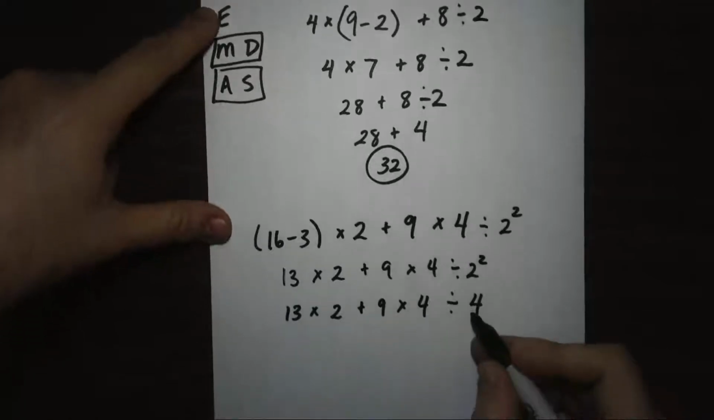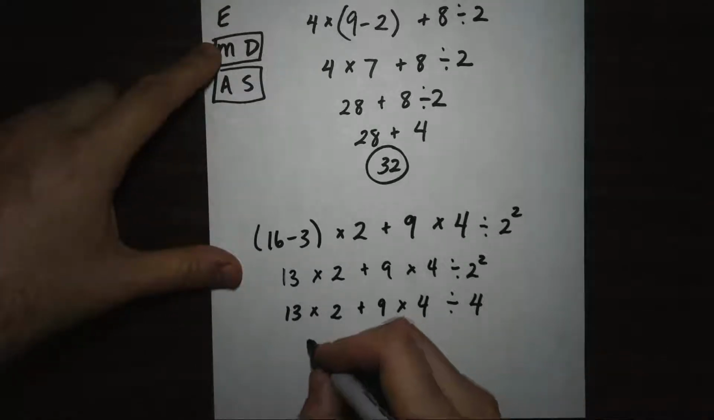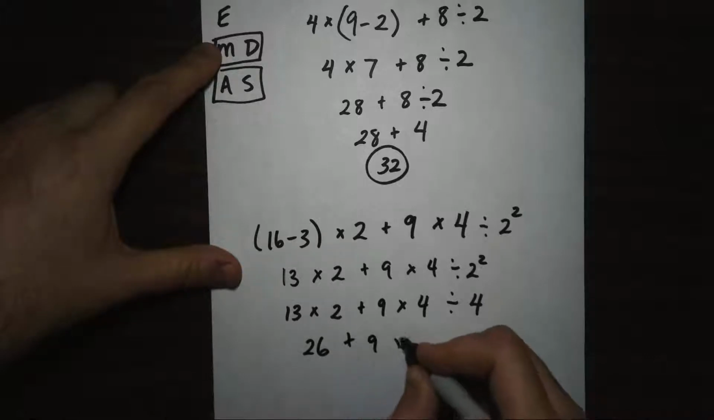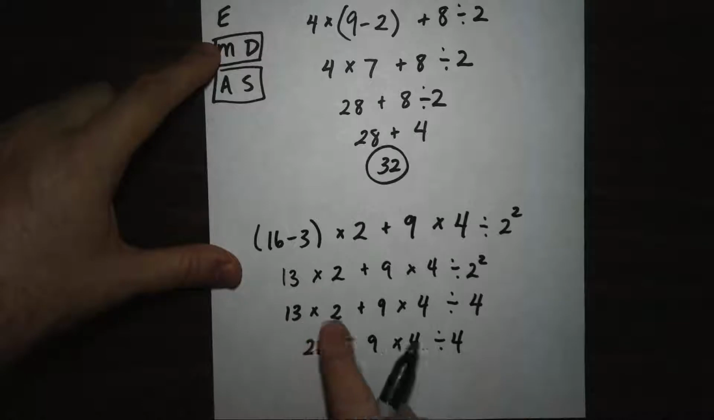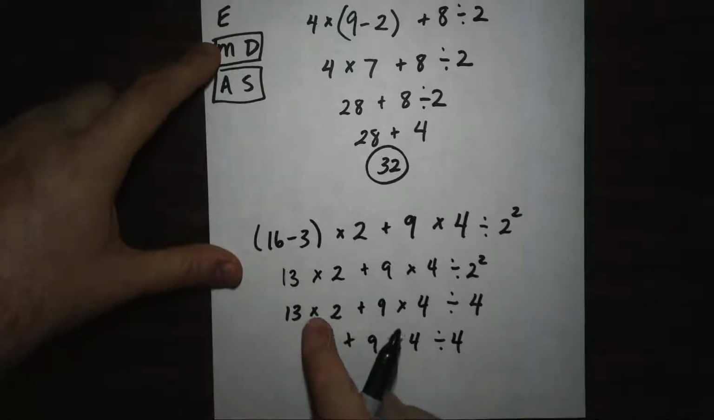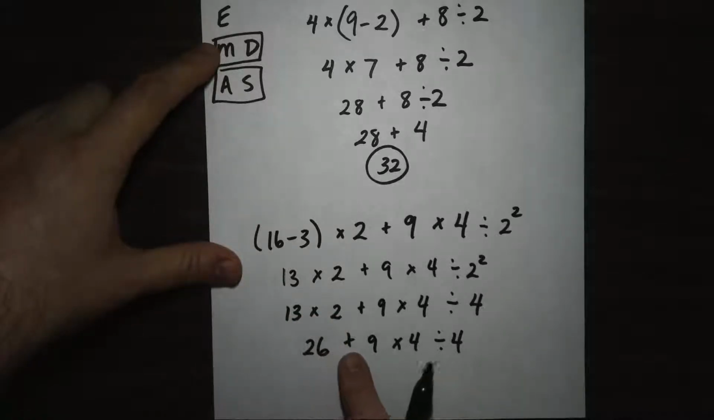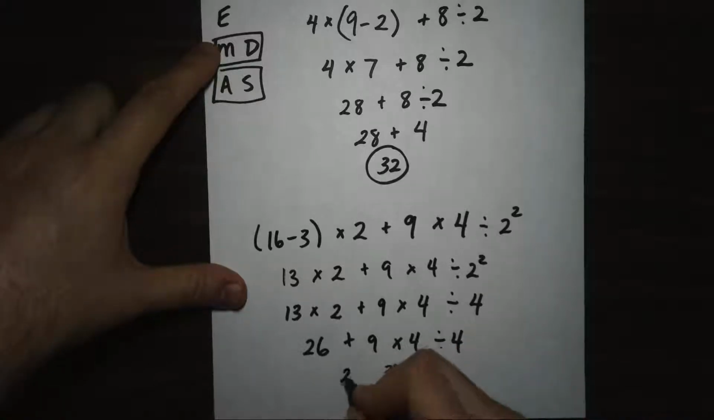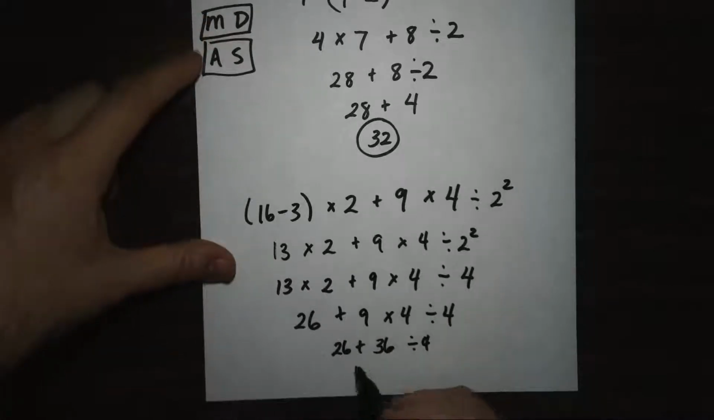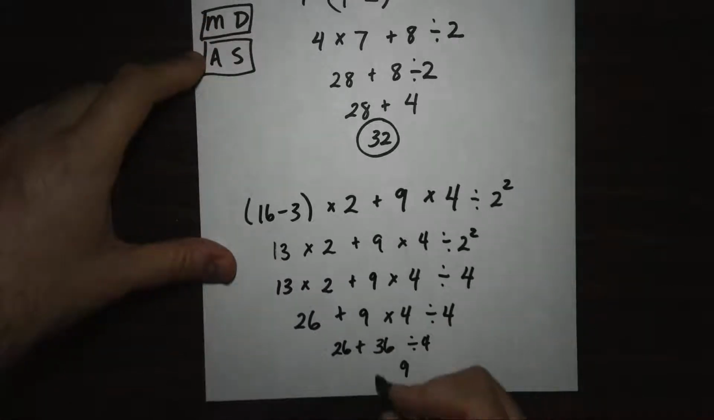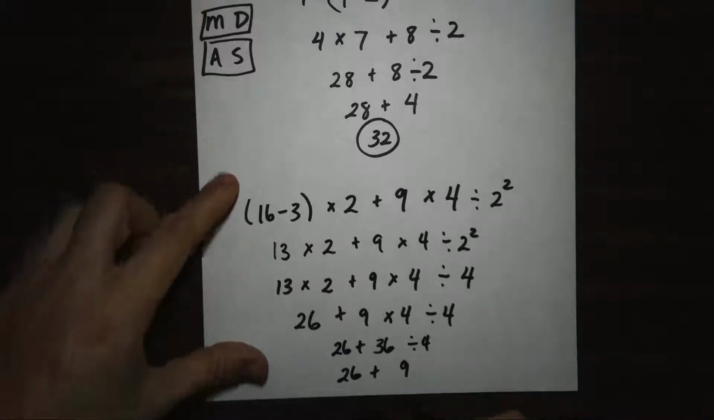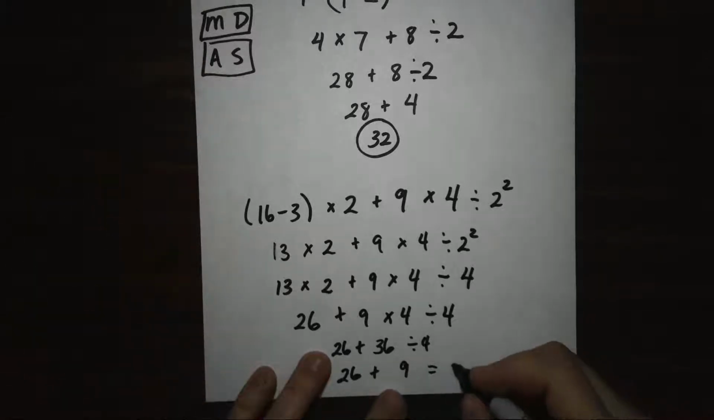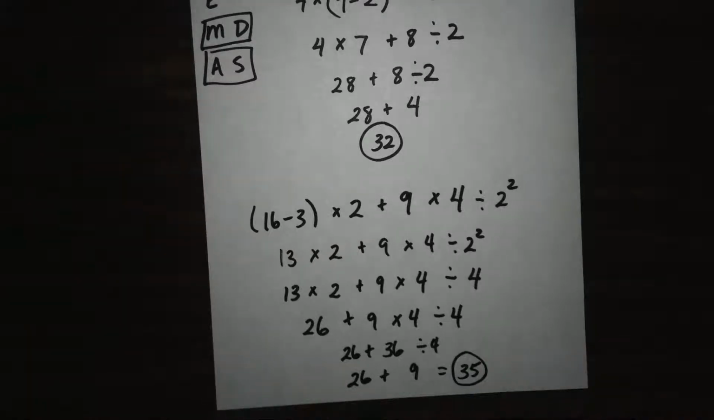I don't see any more exponents, so I'm ready to move to multiplication and division in the order I see them. Alright. And it doesn't matter that this happened to be multiplication first. If this was a division sign, I still would have done it first because it's first in the order from left to right. Alright, any more multiplication? There's one, multiplication and division. Again, order from left to right. And any more? There's one right there. And now I'm to my last step. 26 plus 9 gives me an answer of 35. So that's how you evaluate expressions using order of operations.